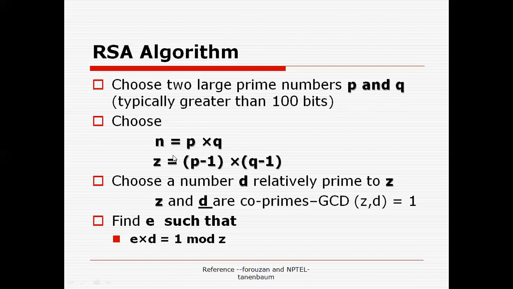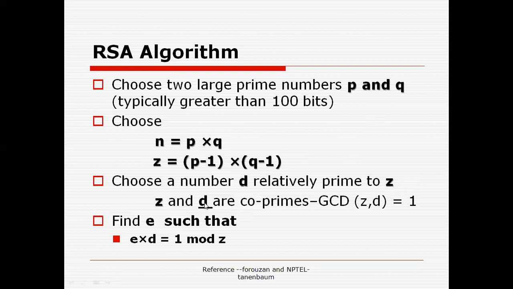Next, in the next step, we multiply them, so N equals P into Q. Now we calculate the value of Z, which is nothing but (P minus 1) into (Q minus 1). Now in the third step, we randomly choose a D value. During this selection, D should be relatively prime to Z, also called co-prime.